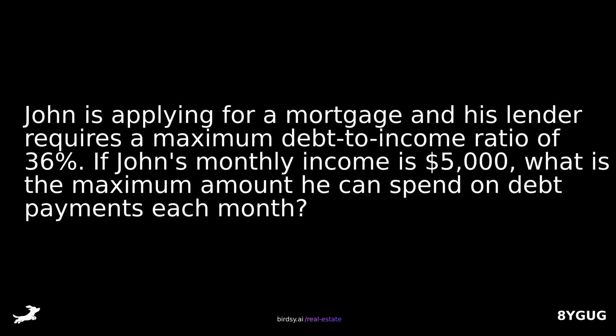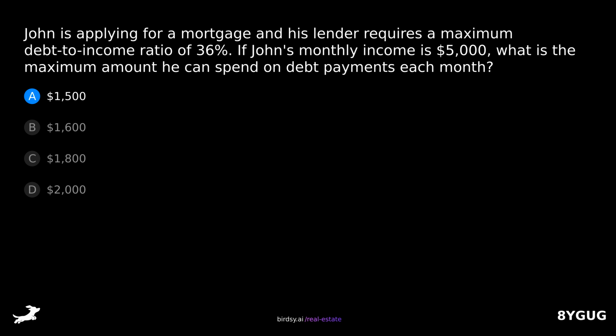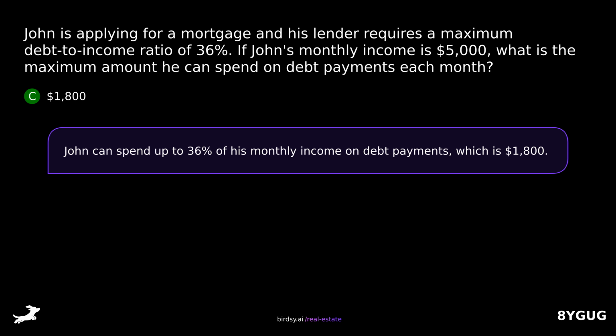John is applying for a mortgage and his lender requires a maximum debt-to-income ratio of 36%. If John's monthly income is $5,000, what is the maximum amount he can spend on debt payments each month? Is it A, $1,500, B, $1,600, C, $1,800, or D, $2,000? The answer is C, $1,800. John can spend up to 36% of his monthly income on debt payments, which is $1,800.